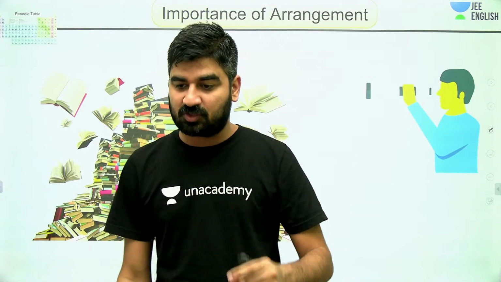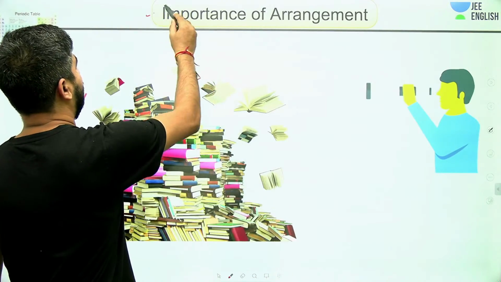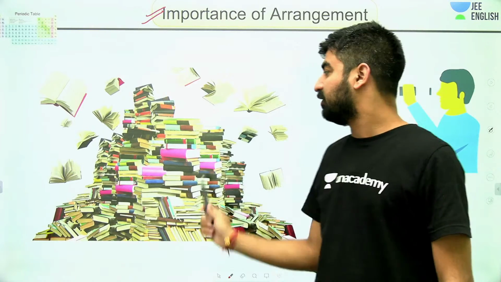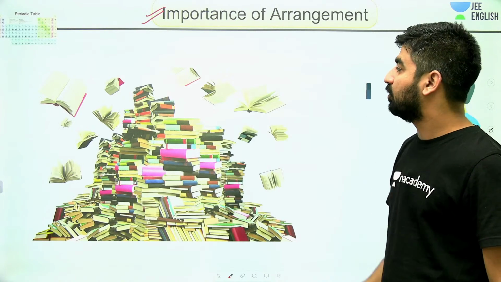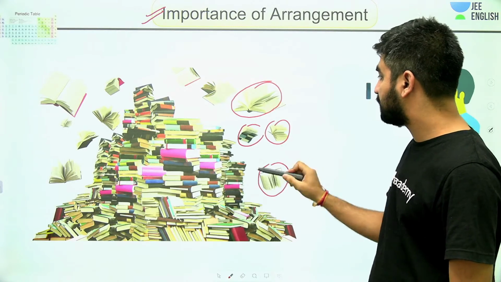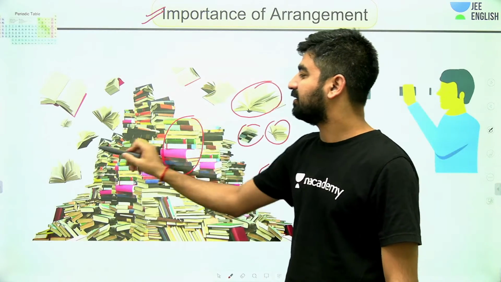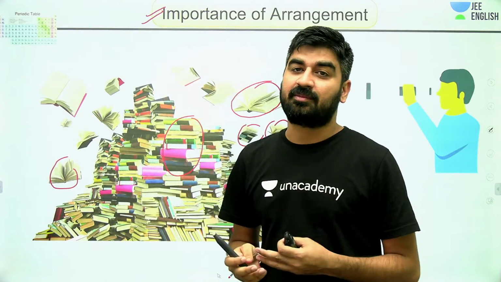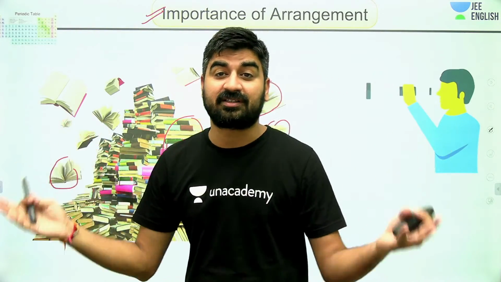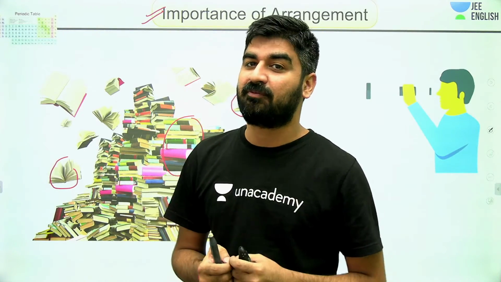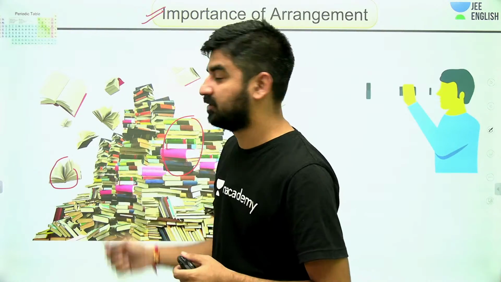So guys, first of all, what is the importance of arrangement? Can you see something on this screen? On this screen, guys, we have books, and they are randomly arranged. Suppose in a library there are 10,000 books and they are randomly arranged, and you want to find a particular book, it would be difficult, right?